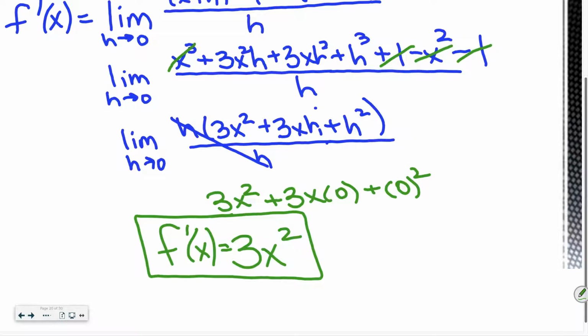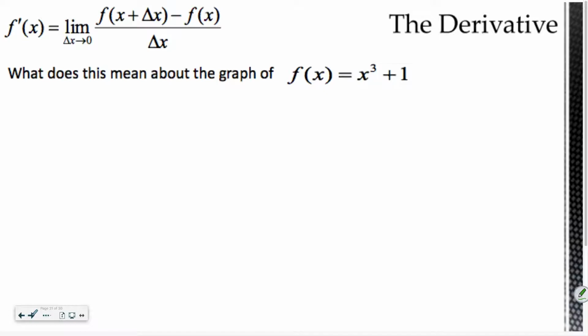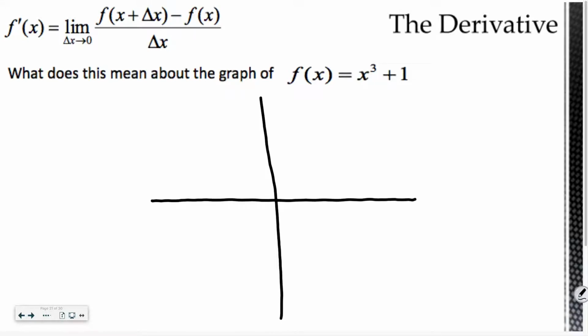Now, what does that mean? So first of all, I want you to be aware that when you do the limit definition of a derivative, more than likely, you're going to get an expression that involves x. Okay, it's going to be some sort of an equation. Let's think about the graph of our original function, x cubed plus 1. What does that look like? The cubic function, right? Shifted up 1.